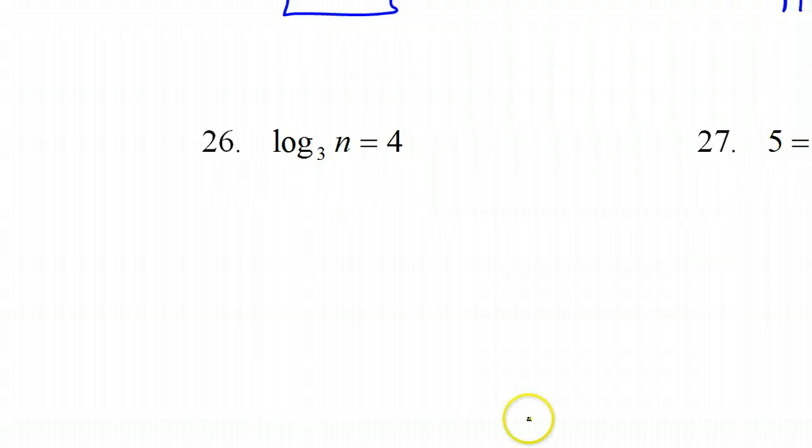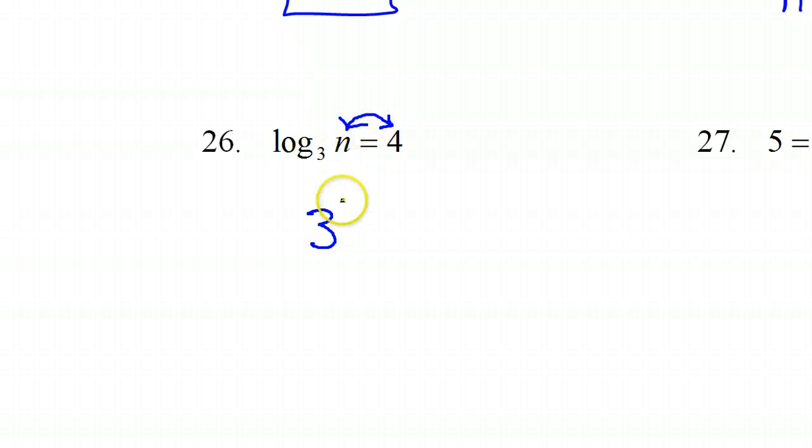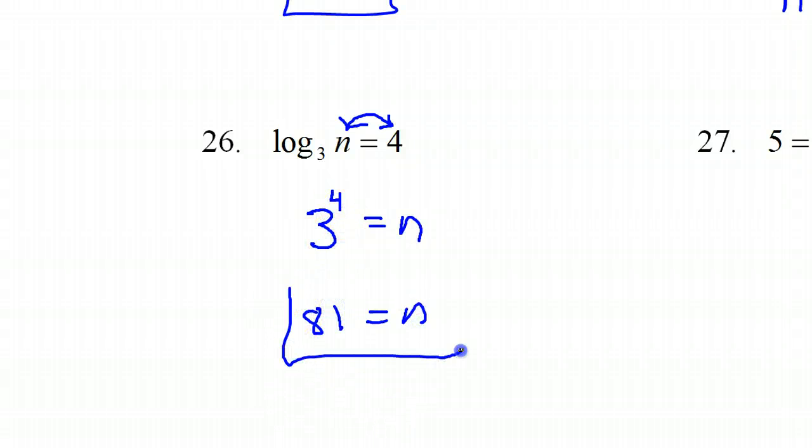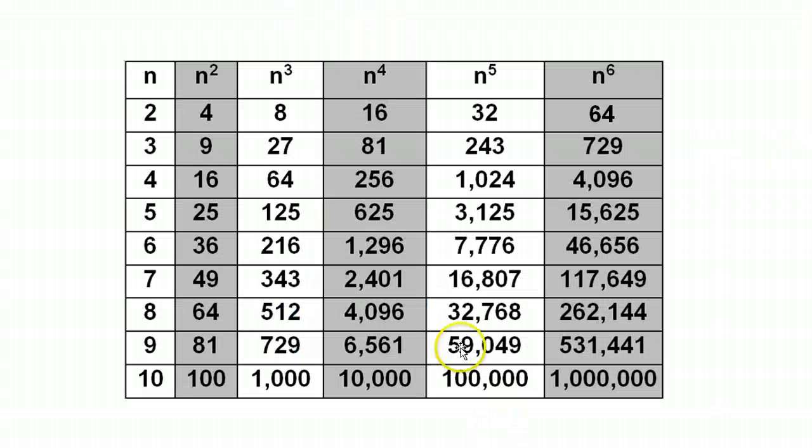Alright, anyways, writing this in the other form. Let's start with the base. The base is 3. So bring down your base. Now these two things should switch sides. So this will be 3 to the 4th power is equal to n. 3 to the 4th power is 81. You can get that off your chart.